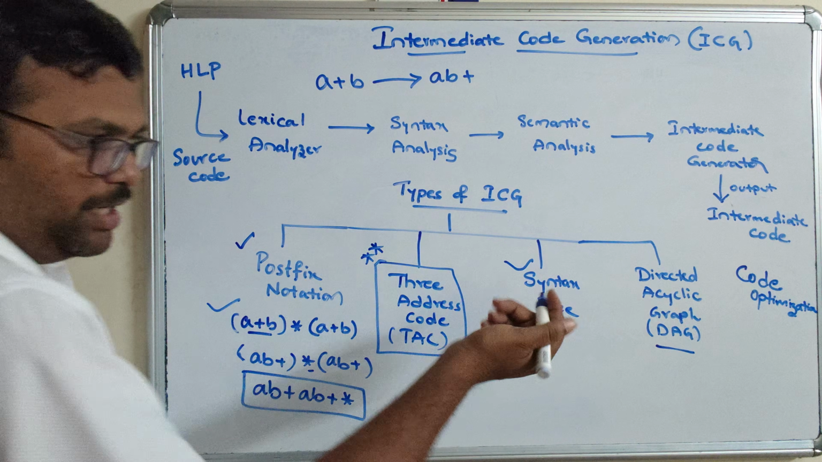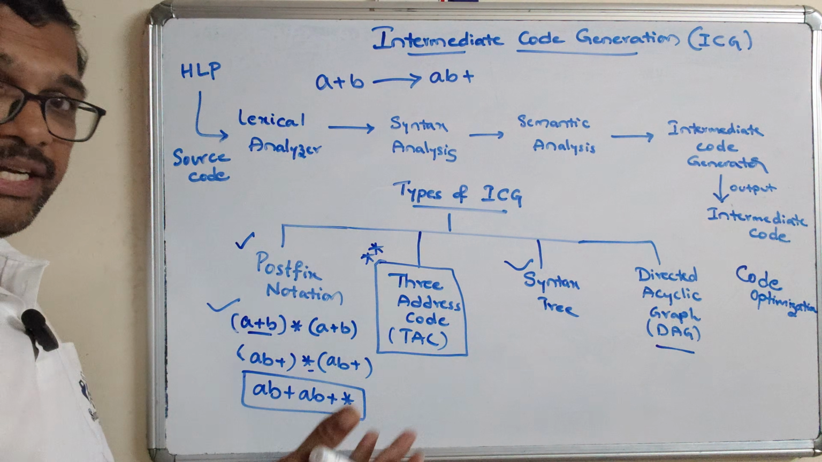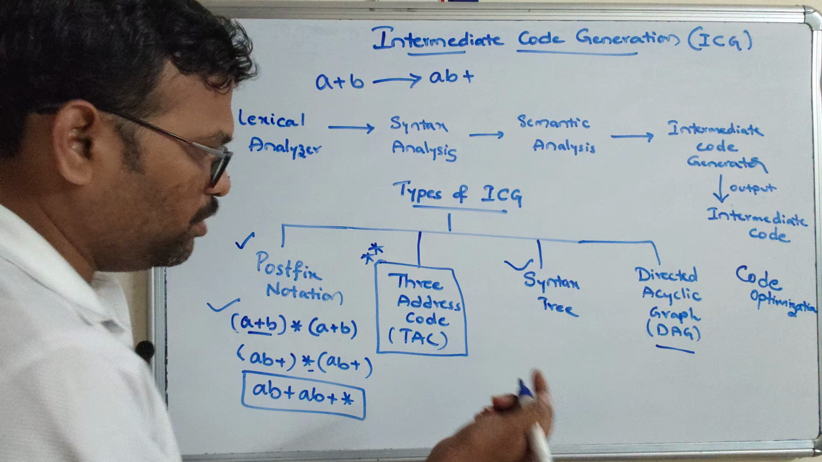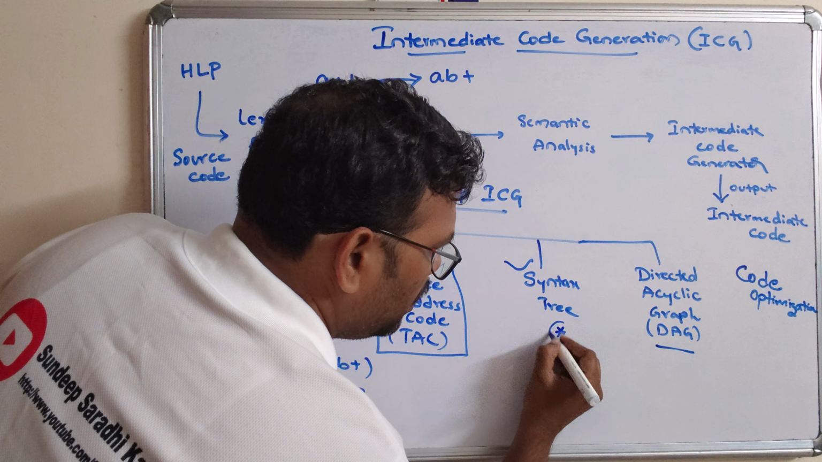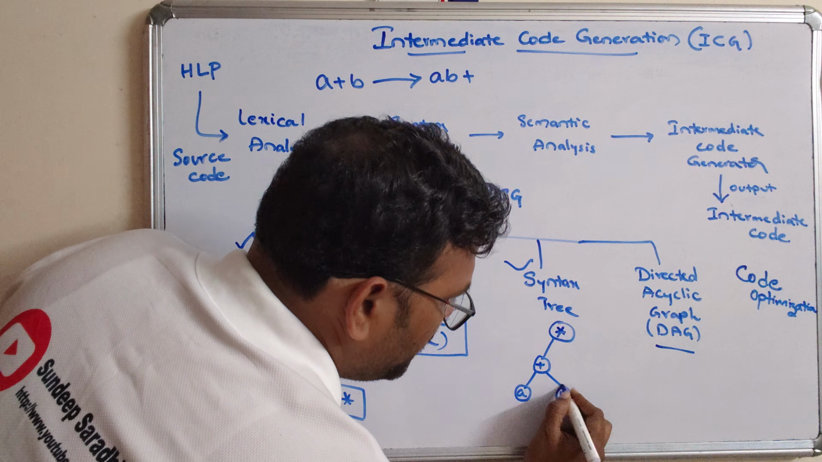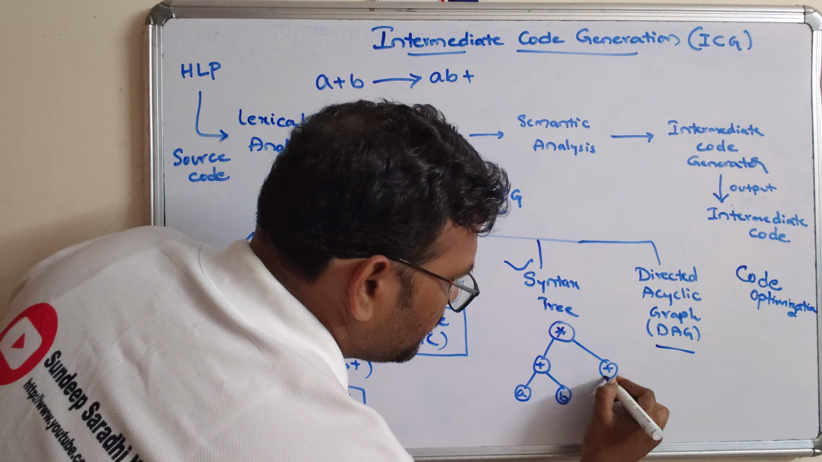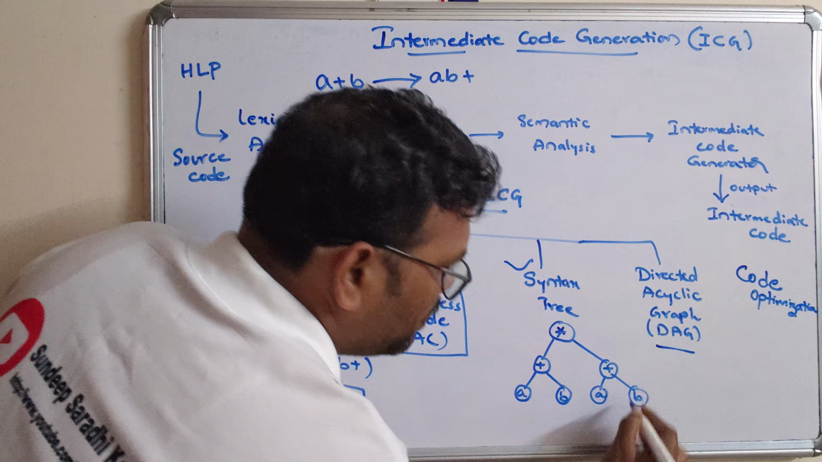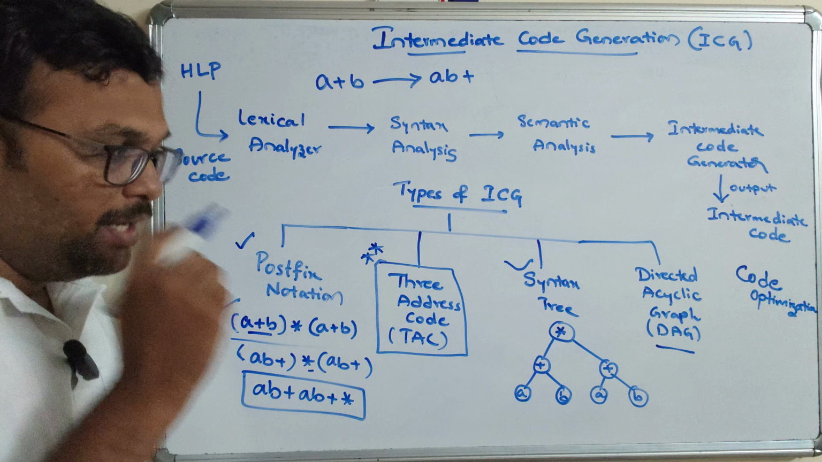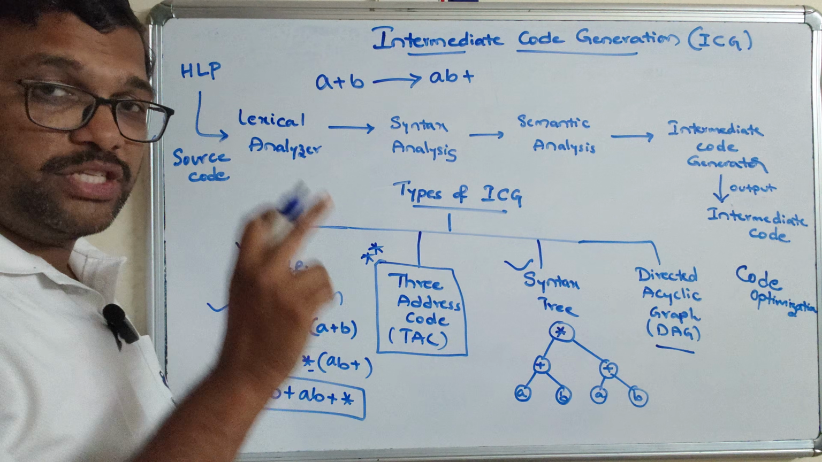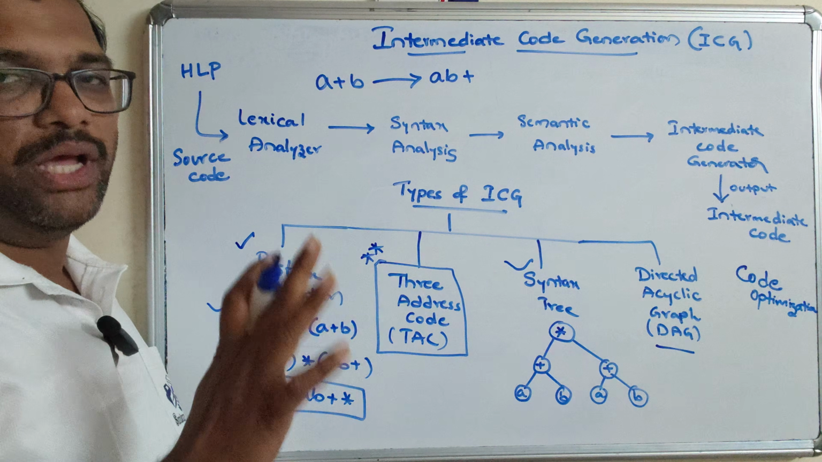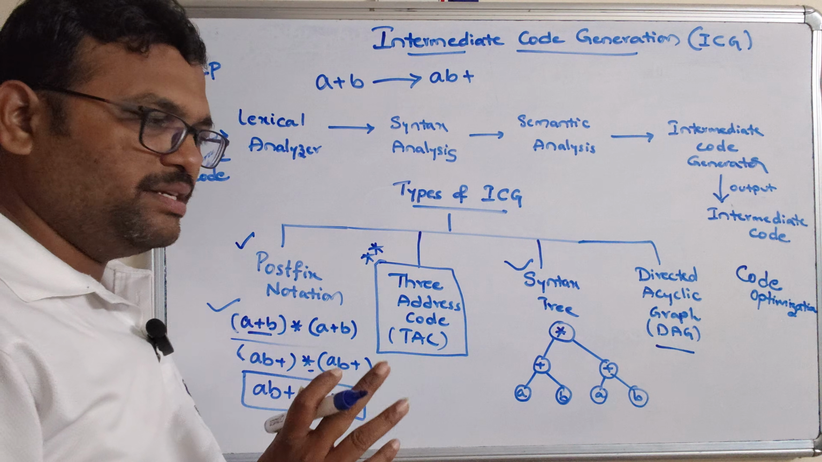Similarly the syntax tree. Already we have seen that in the syntax tree the operands will be the leaf nodes and operators will be the intermediate nodes. So we can say star, and plus with a, b, plus with a and b. This is a syntax tree for this particular expression, right? This we have already studied, and I'll post the complete compiler design playlist link in the description, so just go through that to see how to construct the syntax tree and everything.